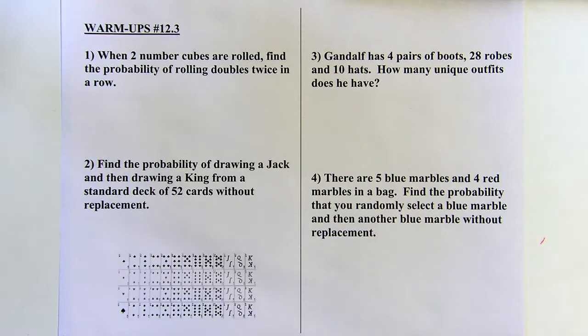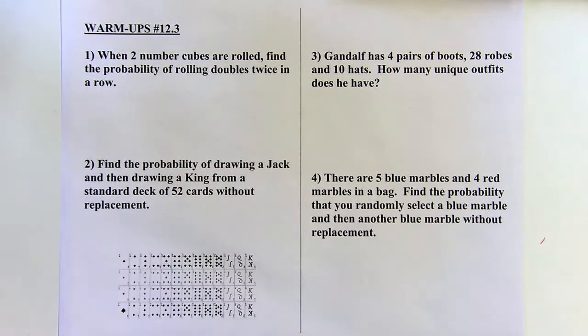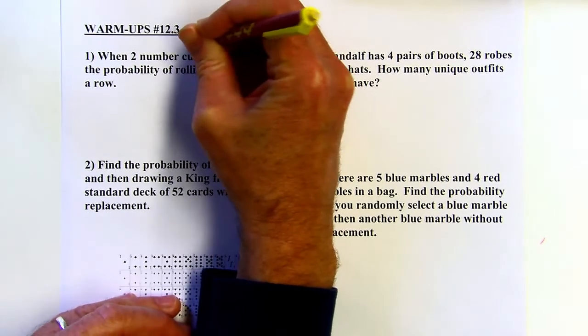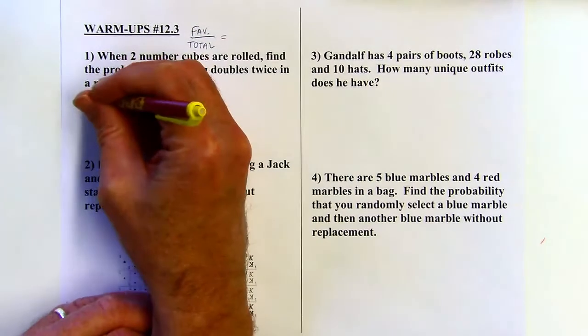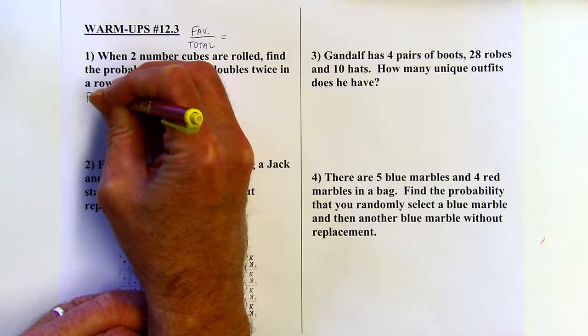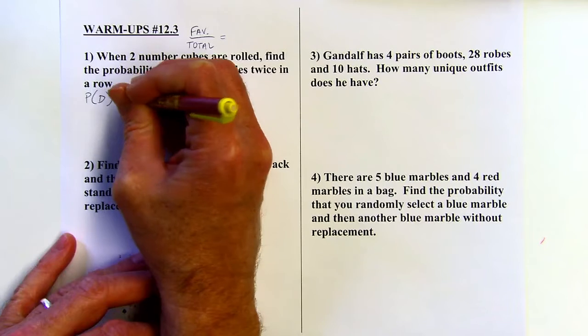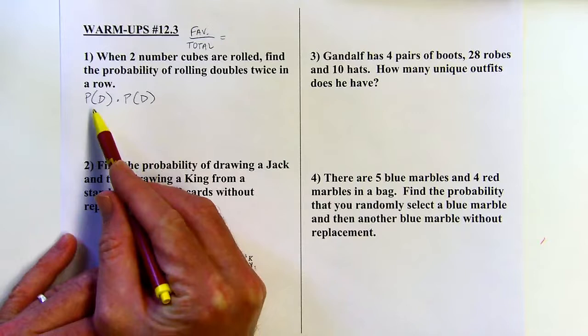Okay, here's warm-up 12.3. When two number cubes are rolled, so those are just dice, right? When two six-sided dice are rolled, find the probability of rolling doubles twice in a row. To find probability, we're looking for the number of favorable outcomes over the number of total outcomes. So here we're going to be finding the probability of rolling doubles, and then the probability of rolling doubles again. So we're going to multiply the probability of those things happening together.